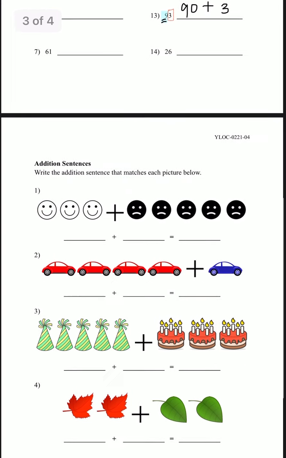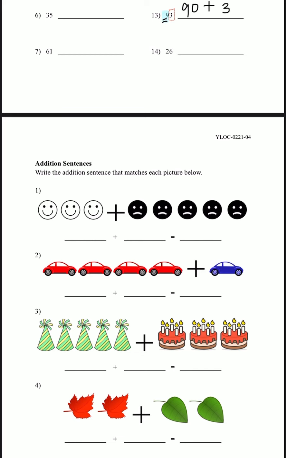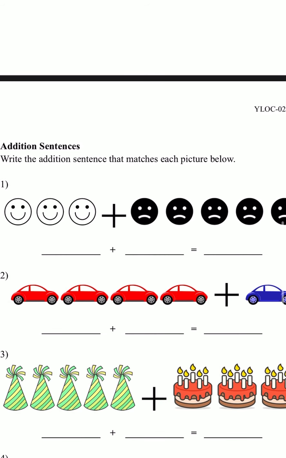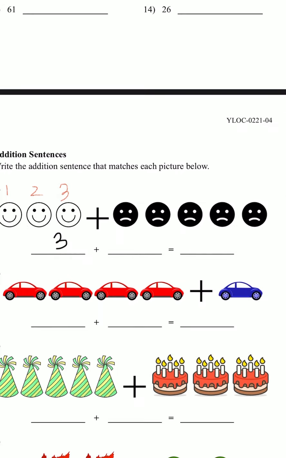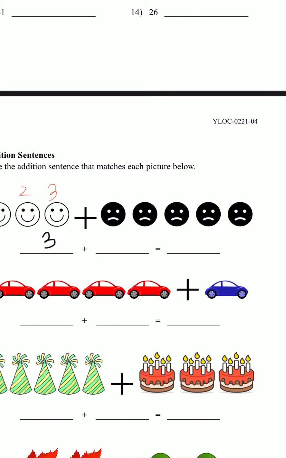Let's move on. Addition sentences. Write the addition sentence that matches each picture below. So we're going to count how many each has and then write the addition sentence. So for number 1, we're going to count how many smiley faces there are. So 1, 2, 3, right? 3 smiley faces. So we put 3 plus, and then we count how many sad faces there are. So 1, 2, 3, 4, 5. 5 sad faces. So 3 plus 5 is 8. So that'll be our addition sentence.